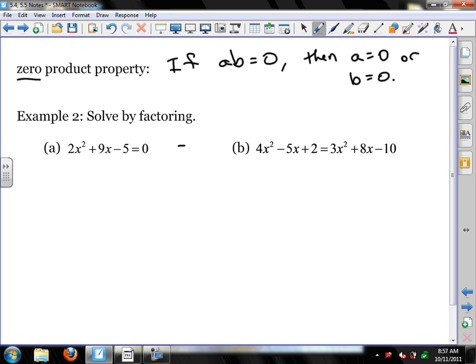2 times negative 5 is negative 10. Numbers that multiply to negative 10 and add up to 9: 10 and negative 1. What can I take out of the first two? 2x, leaving us with x plus 5.